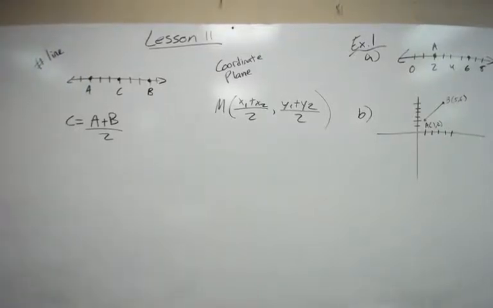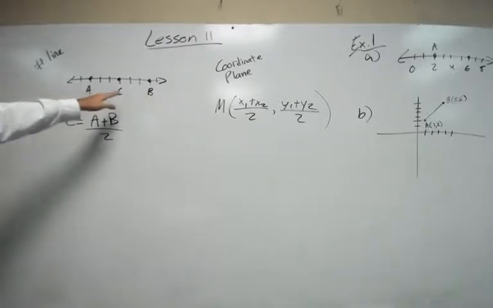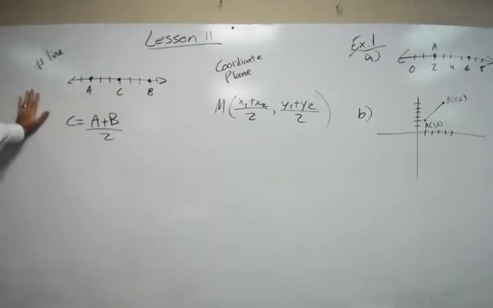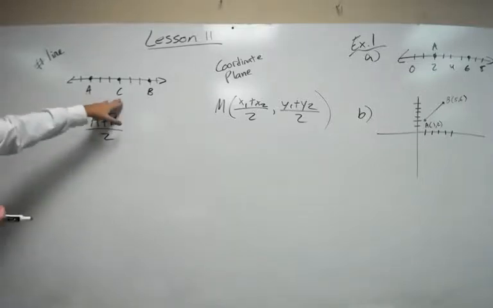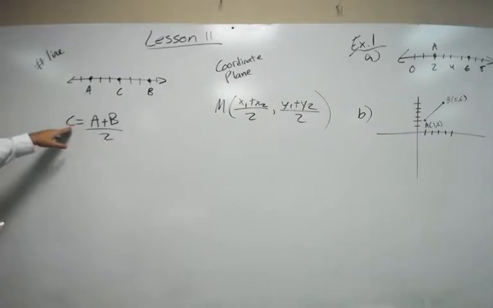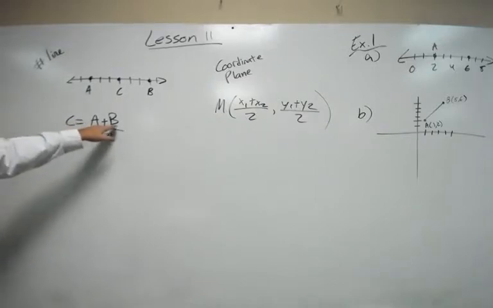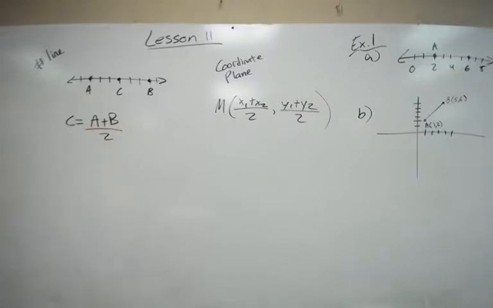Let's take a look at lesson 11, talking about finding midpoints on a number line and on a coordinate plane. If you have a number line, horizontal or vertical, in order to find the midpoint, say we're trying to find C, the formula would be C equals A plus B divided by 2. That's how you find the midpoint on a number line.